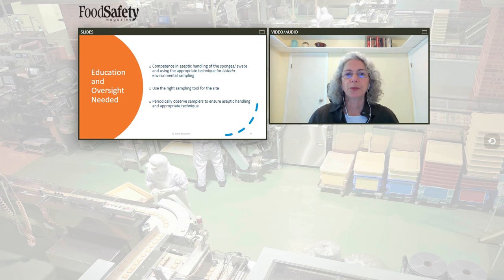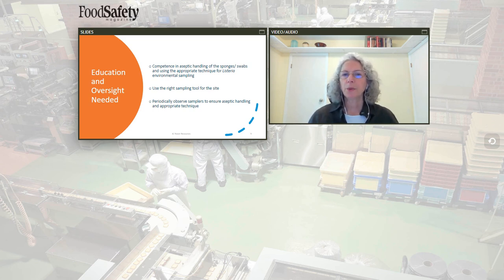So some things that you can do: making sure you train your folks in the aseptic handling of the sponges and swabs, using the appropriate techniques. If you think about scrubbing your floor, if you're cleaning, you want to use that aggressive kind of technique when you're swabbing for listeria. Use the right sampling tool for the site. If you've got a spongicle, an extension, a Q-tip swab, a rinsate, what is the right tool for that particular location? How do you access it? How do you get in there? Use Q-tip type swabs for smaller sites and sponges for larger sites.